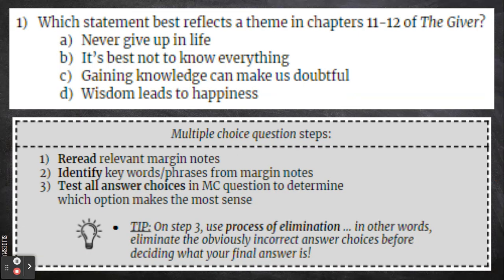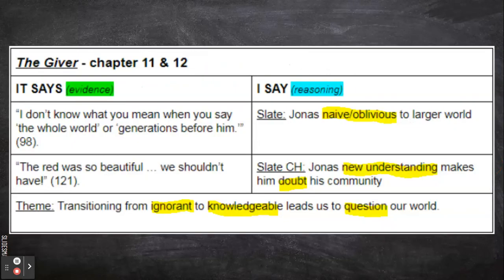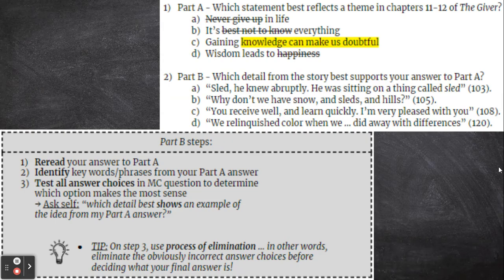Now here's a quick review on multiple choice strategy. Remember, step 1, reread your margin notes. Use them as a guide. Find the key words from your margin notes and then test all the multiple choice options. So if I were to go back and highlight the main ideas from my note, I might highlight this idea of how Jonas started off naive, became knowledgeable, and began to doubt his community. And that's what guided me to answering that theme question.